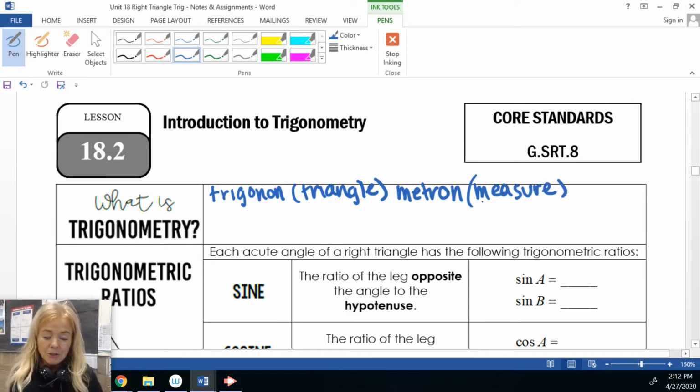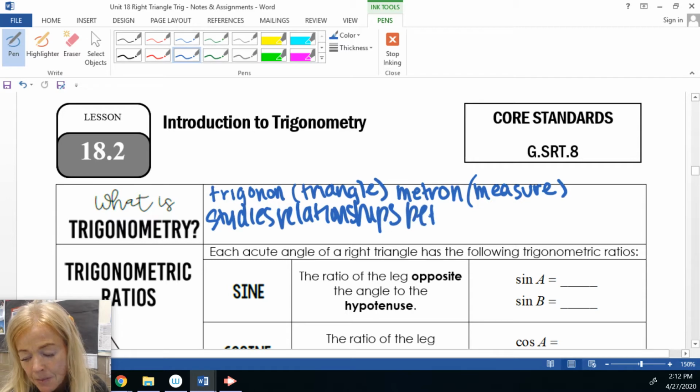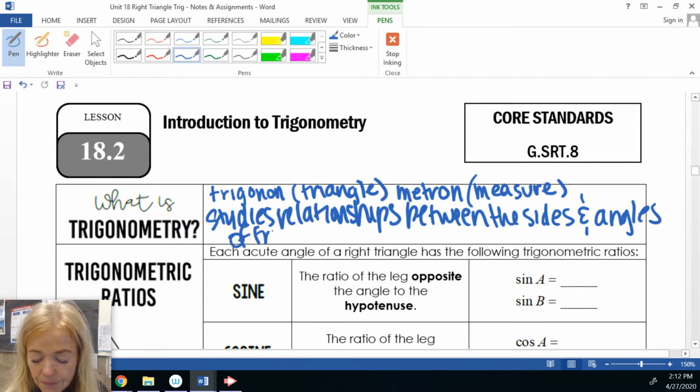All right, so what trigonometry really is, it's the branch of mathematics that studies relationships between sides and angles of triangles. And that's all it is.